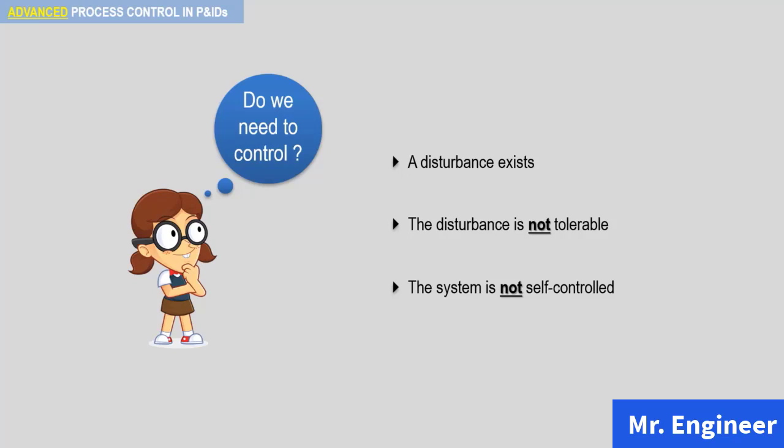The first feature is almost always present, since we live in a world full of changes. A disturbance is almost always not tolerable, except in the case of a few process elements. For example, level disturbance could be tolerable for a big tank, but possibly not for small vessels. Process items are almost always non-self-regulated.